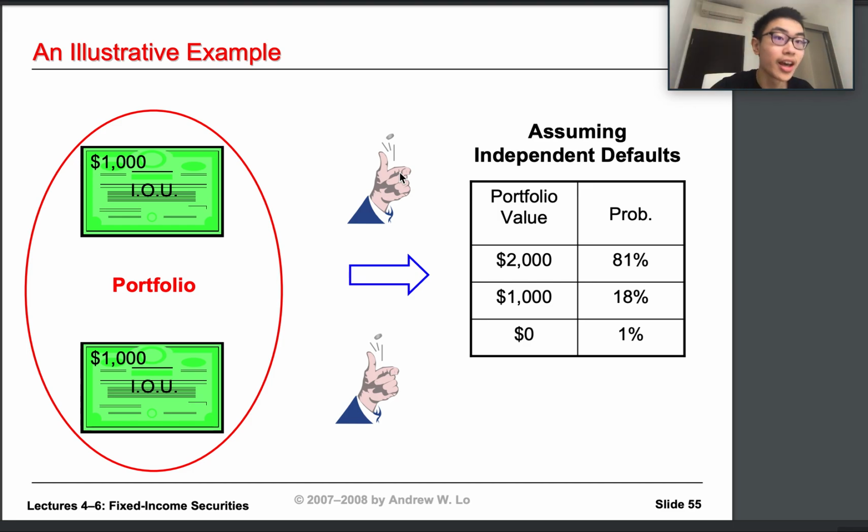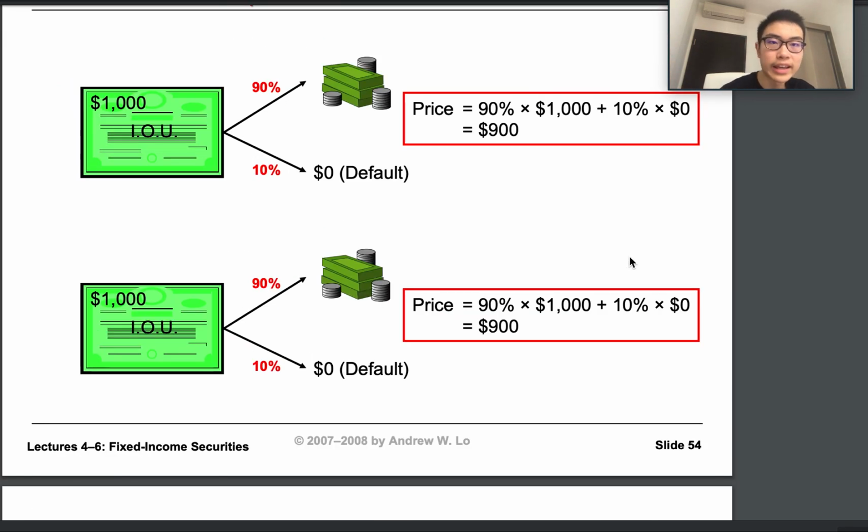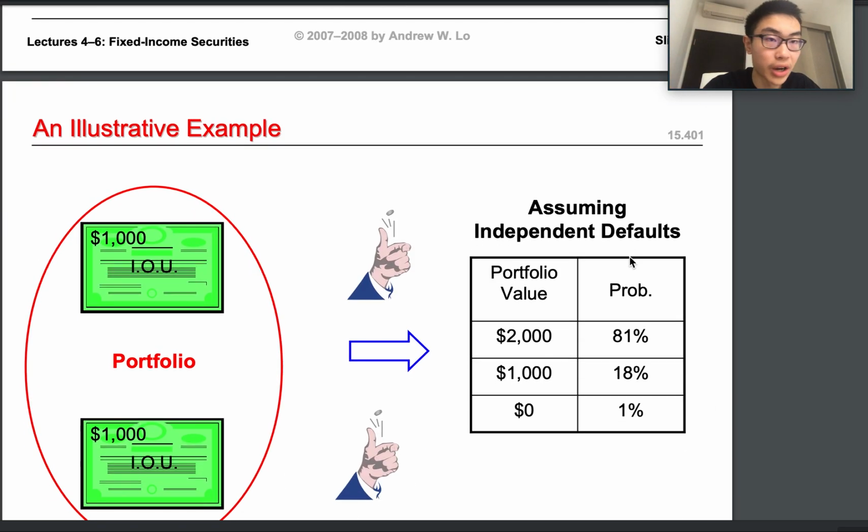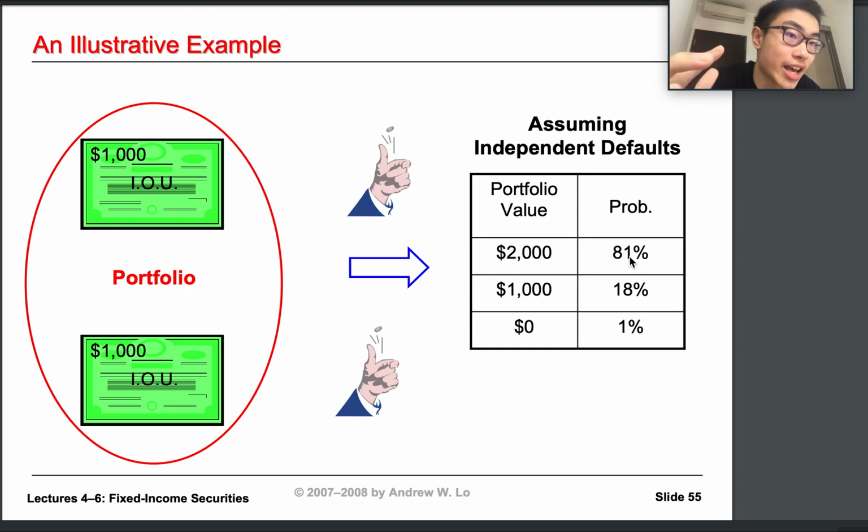You multiply and it becomes 1/4. So that's how it works. Same thing here, we'll do multiplication. So the portfolio value, 1,000 plus 1,000, becomes 2,000, and the probability becomes 81% because we multiply 90% with 90%, 0.9 times 0.9, and what you get is 81%.